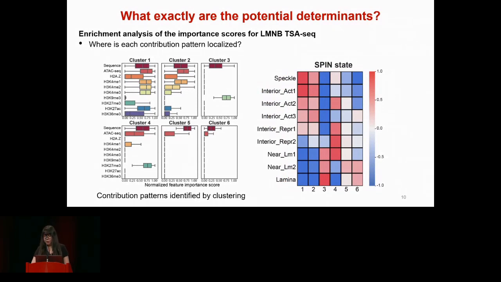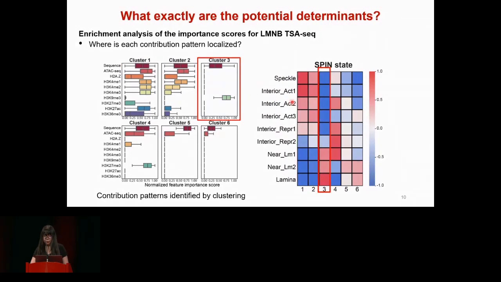So based on the enrichment analysis, we found that clusters 1 and 2 are predominantly localized in the speckle and interior active regions, indicating that these clusters might be important for the prediction of the lamina TSA-seq, but they might not be directly involved in the targeting mechanism because they're really far away from the nuclear lamina.